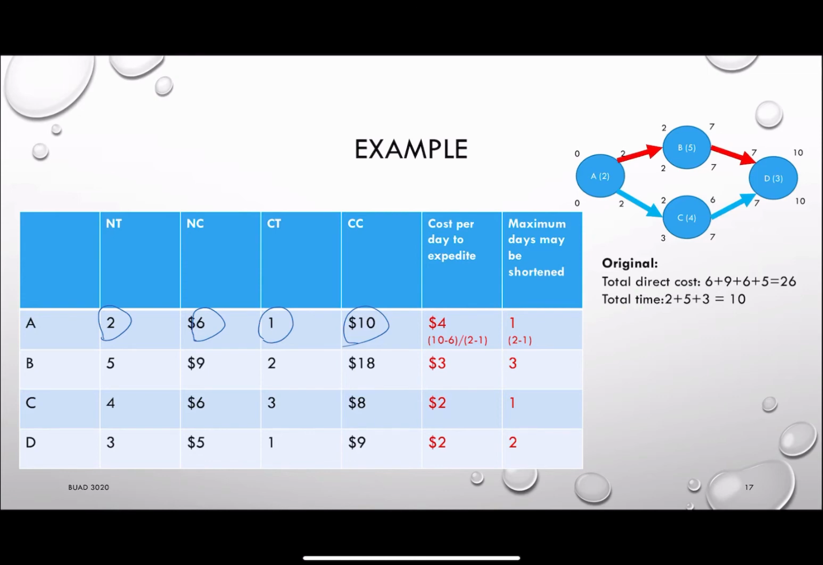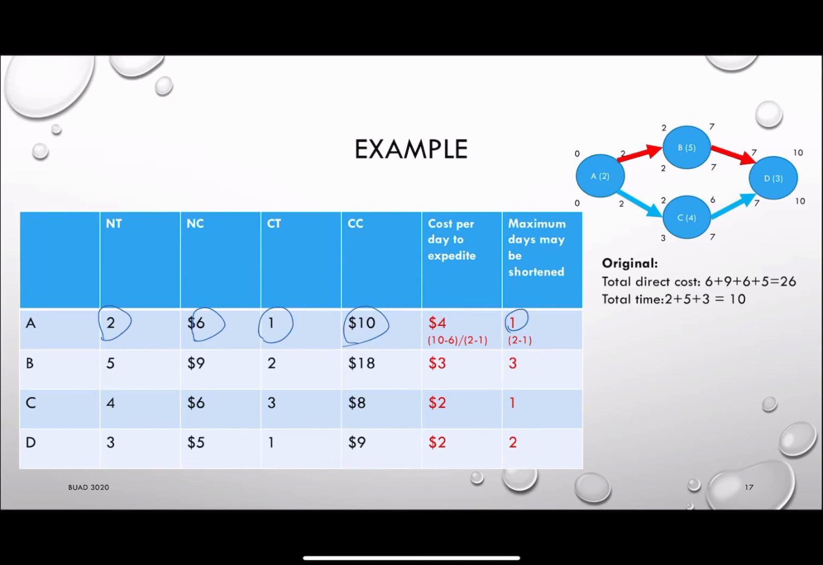You do the same thing, and you can figure out the unit cost per activity. You can also find out the maximum days that may be shortened. For example, for A, it can be shortened from 2 to 1, so the maximum days activity A can be shortened will be 1. For activity B, it can be shortened from 5 to 2, so the maximum days that can be shortened will be 3. Similarly, activity C will be 1. Activity D will be 2.